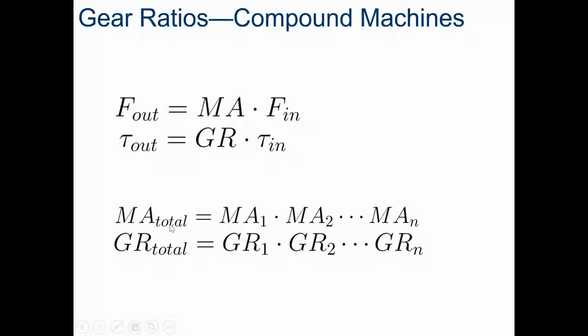And similarly, when we had a compound simple machine, we had multiple simple machines working together, we said, well, to calculate the overall mechanical advantage of that system, we would multiply the mechanical advantage of each part together to get the overall mechanical advantage. The same thing is going to be true for a compound gear train. We are going to find the overall gear ratio by taking and multiplying the gear ratio of each individual piece together to get the overall gear ratio.